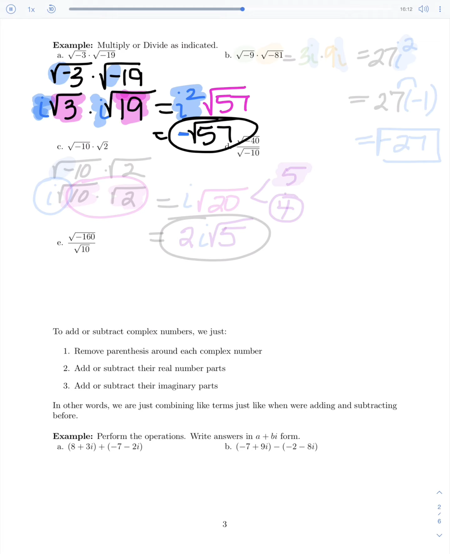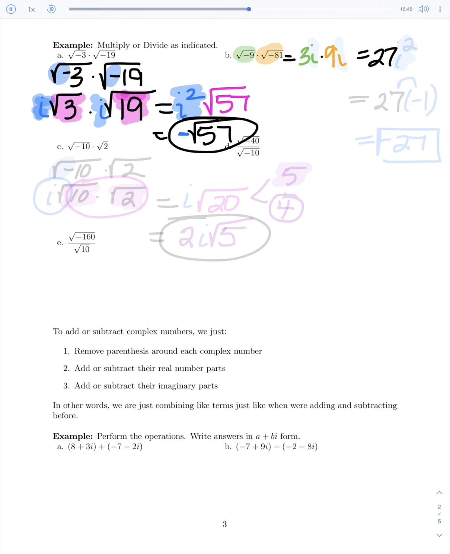Let's look at problem B. In problem B, these will actually simplify pretty nicely. We've got the square root of -9. Well, that's going to come out cleanly as a 3i times, what's that second piece? We have the square root of -81. Well, that's going to come out cleanly too as a 9i. So we've got 3i times 9i, which will actually become 27.